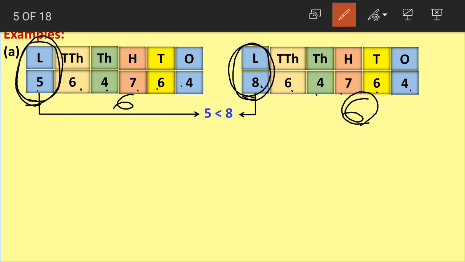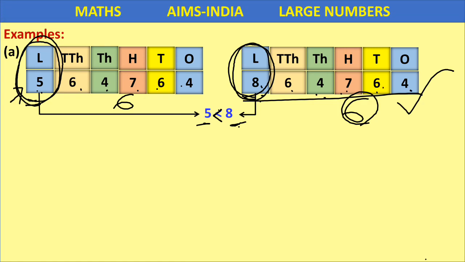Now the digit here in the highest place value is 5, and the digit here in the highest place value is 8. Now compare 5 and 8. Which number is greater? Yes, 8 is greater. See, opening the mouth towards 8. 8 is greater. So the whole number 8,64,764 becomes the greater number here.